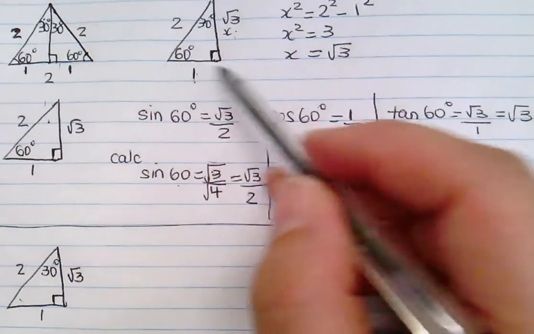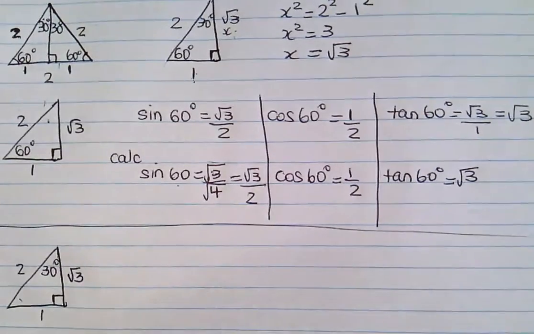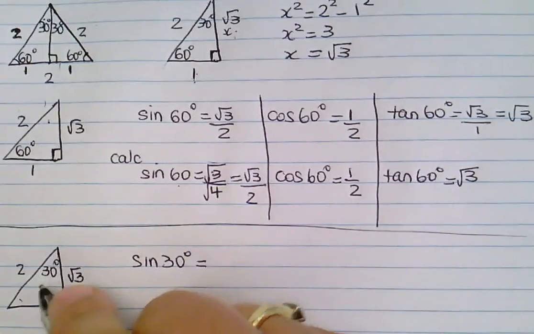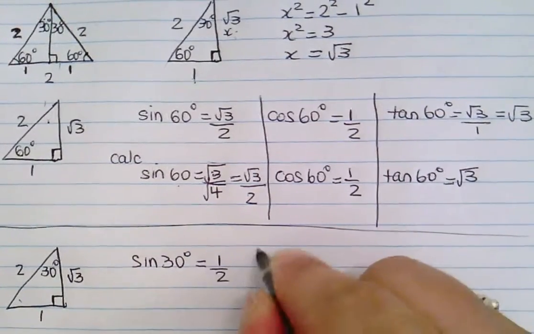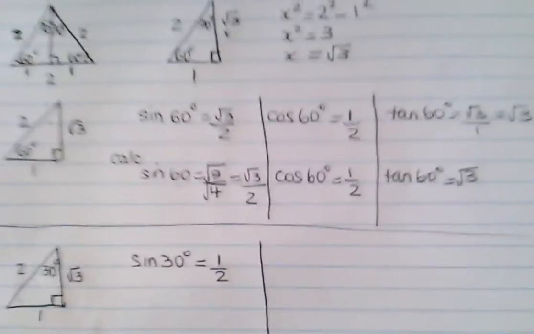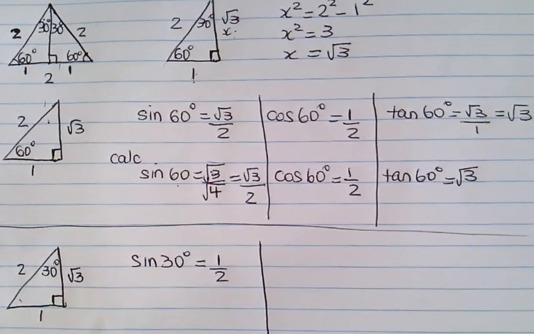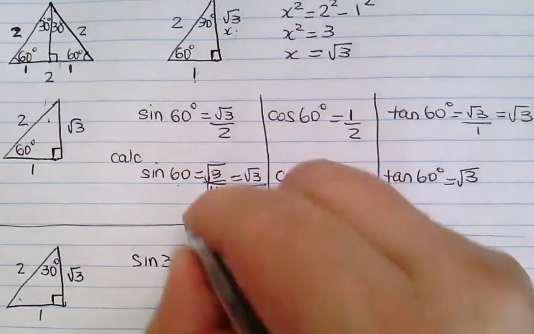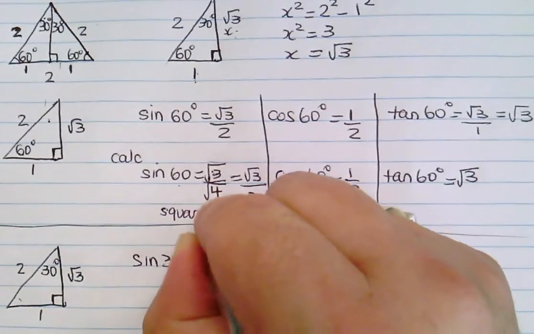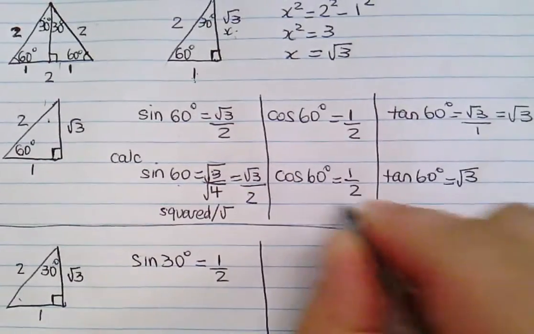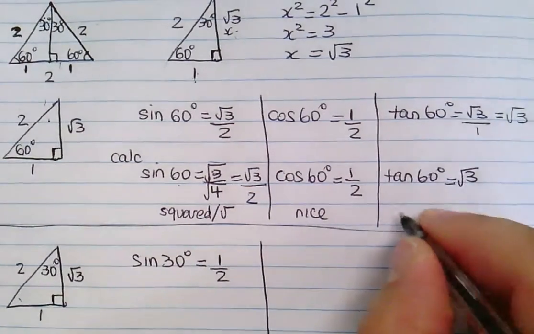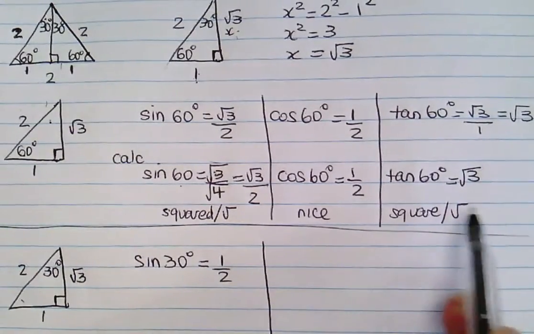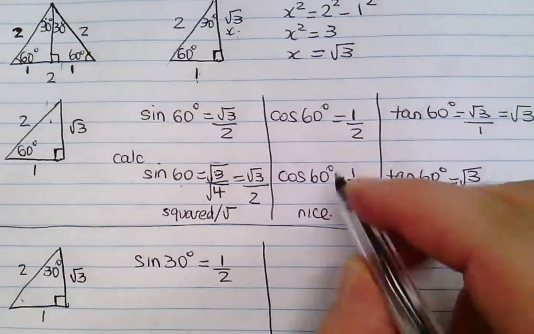Okay, I've drawn that triangle again down here with just the 30-degree angle. Let's go. Sine of 30 degrees. So on your calc, if you do sine 30, you get a half. You don't need to square it. It's nice. Right, so this one is squared, then square root. This is nice. You leave it. Do you get what I'm doing?